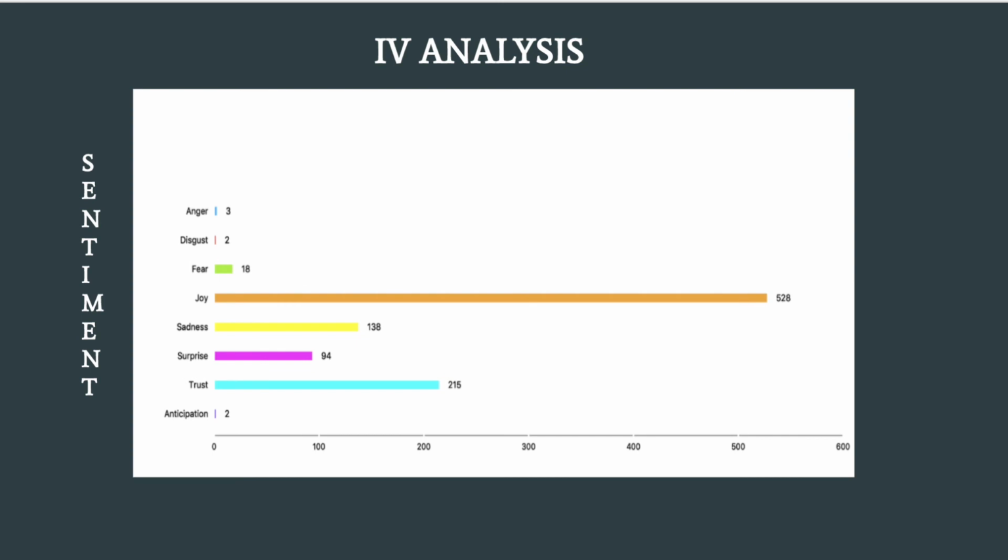And for the surprise sentiment, the box plot shows there are 94 tweets that show surprise sentiment, and it is included in the neutral sentiment category. And the next one is trust sentiment, and there are 215 tweets, and this is included in the positive sentiment category. And the last one is the anticipation sentiment, and the box plot shows there are two anticipation tweets, and it is also included in the neutral sentiment category.